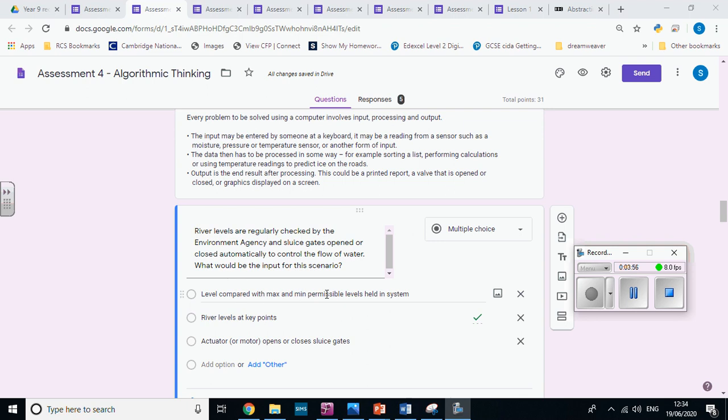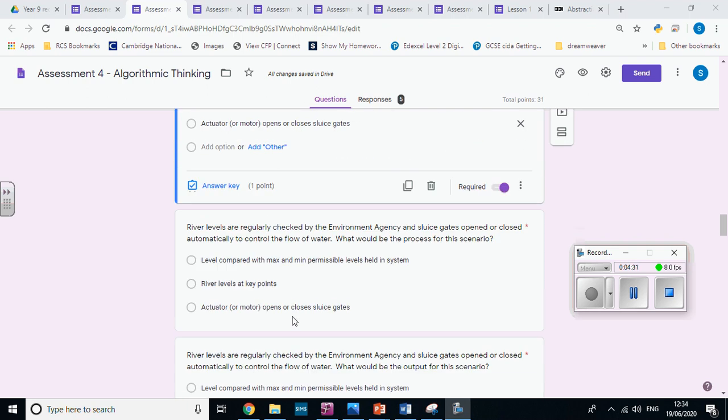The options are: levels compared with maximum minimum permissible levels held in system, river levels at key points, or a motor opening. So a motor opening is not an input or output, it's a process. What about levels compared with minimum maximum permissible levels held in a system? That would be validation. What we're looking for are inputs, the levels at key points. So that would be the answer for that one.